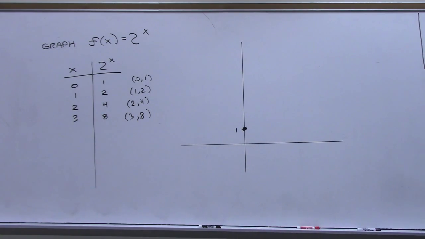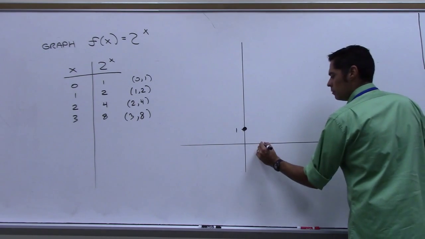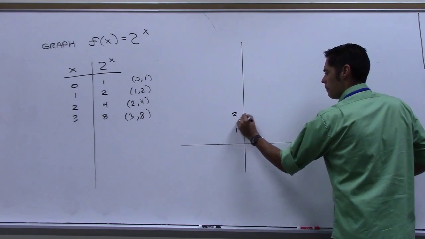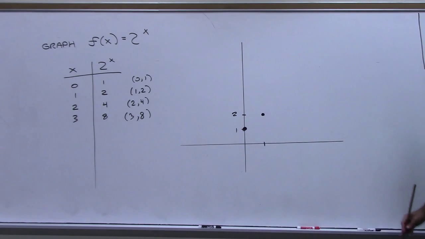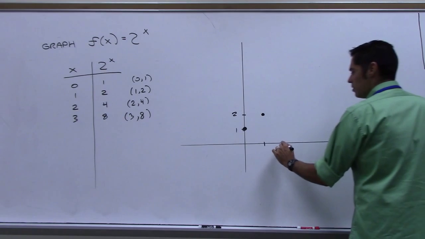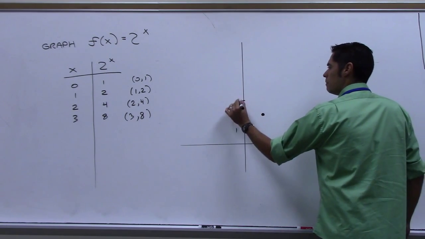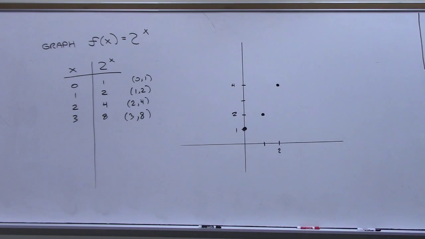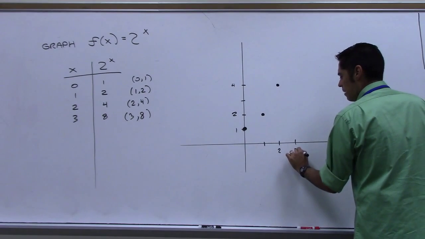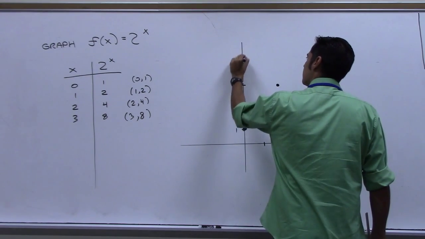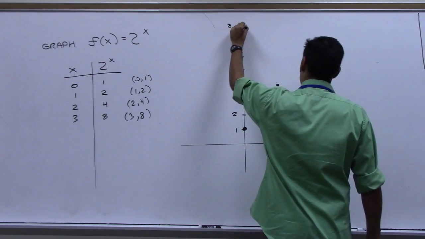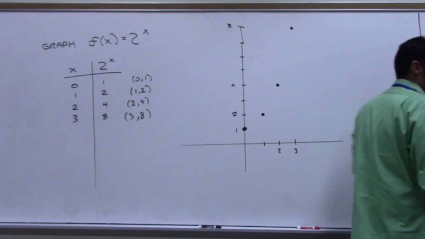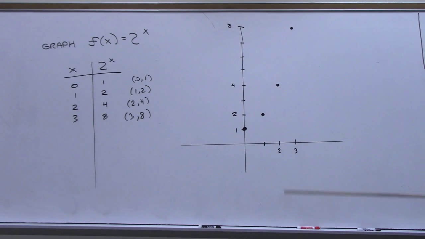My next point, I go out to the right 1, I go up 2. The next one, go out to the right 2, I'm up at 4. Then I go to the right 3, and I'm up at 8, which is up here. And then where was I at 9? 512. I mean, that's just way up there, isn't it, at 9?